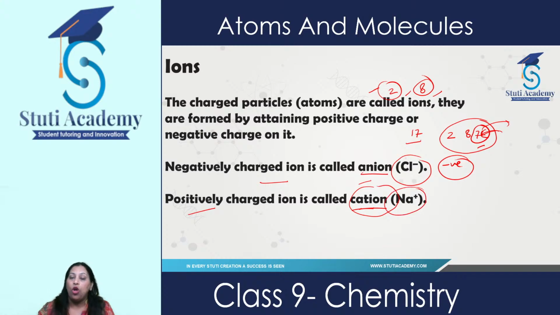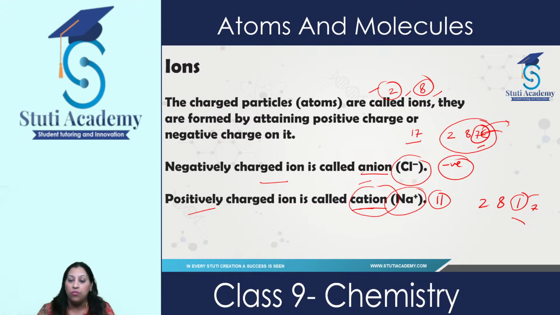Look at the example of sodium. Its atomic number is 11 and its electronic configuration is 2, 8, 1. We'll study these valencies later in the forthcoming chapters. To be stable in nature, this sodium also needs 8 electrons in its outermost shell, and it has only 1. So again there are two options: either it will take 7 electrons or lose 1 electron.